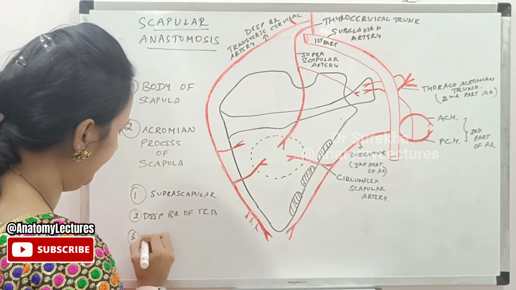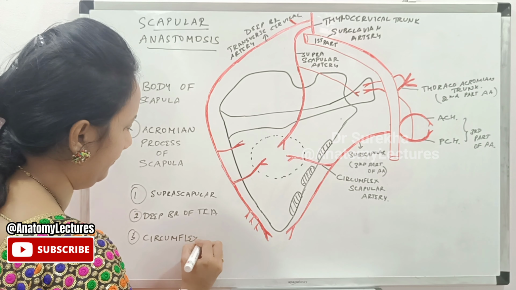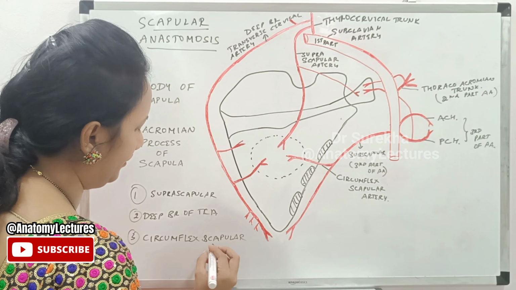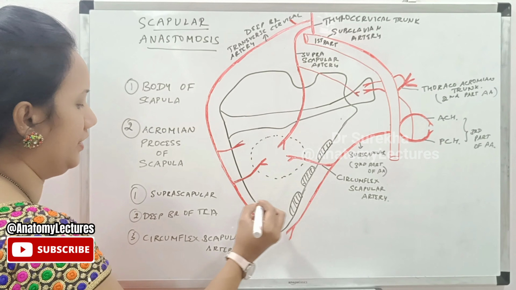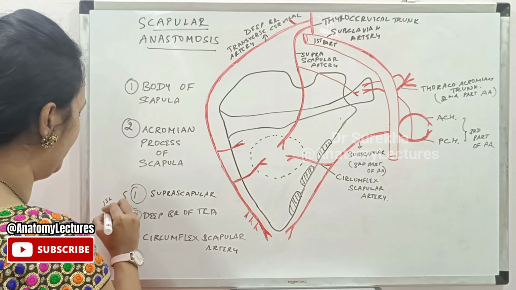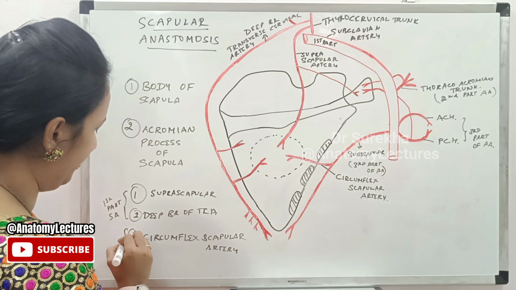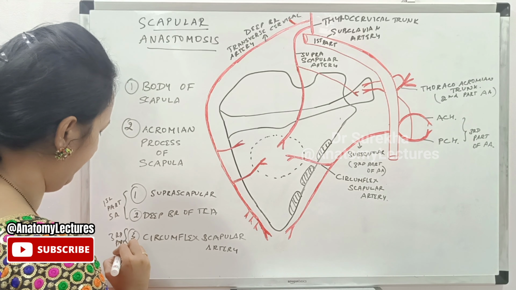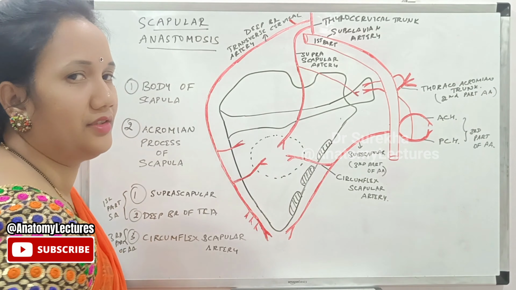And third one is circumflex scapular artery. So these three are the arteries which are taking part in the anastomosis around the body of the scapula, out of which first two are the branches of first part of subclavian, and this is the branch of third part of axillary artery. Okay, so here you see the anastomosis.